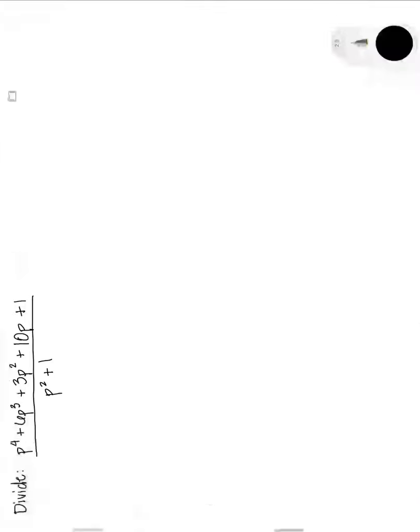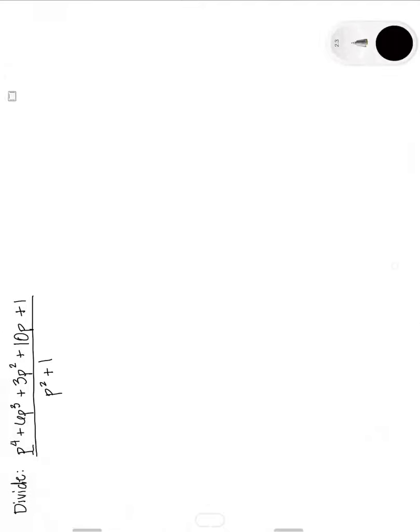So we have to divide p to the 4th power plus 6p cubed plus 3p squared plus 10p plus 1, and everything over p squared plus 1. So I'm going to go ahead and look at the numerator and denominator.